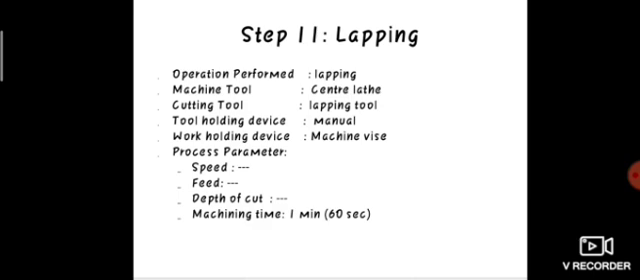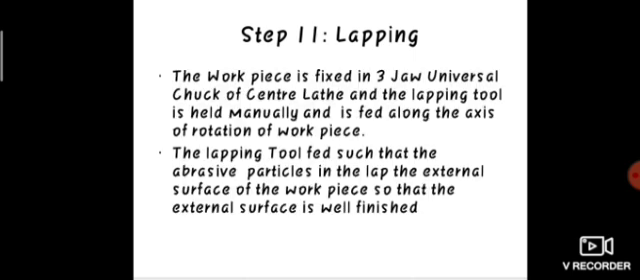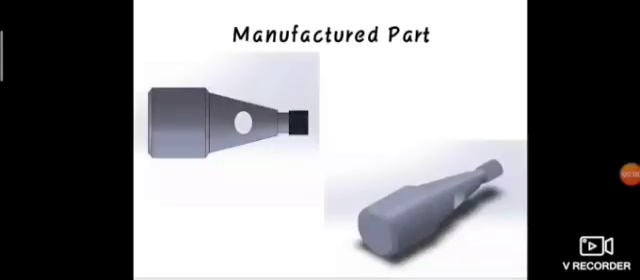Lapping is a finishing process done on the entire surface of the workpiece. The machine tool is center lathe, cutting tool is lapping tool, work holding device is machine vise, tool holding is manual. The machining time is 1 minute. It is done on the external surface of the entire workpiece. This is the final product manufactured by the various machining operations.